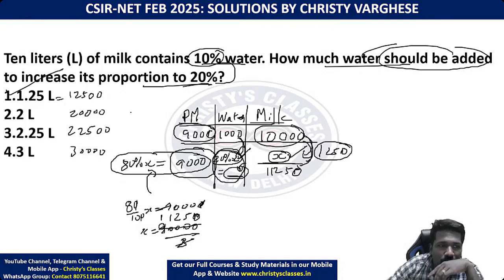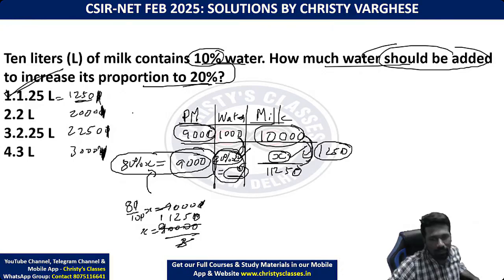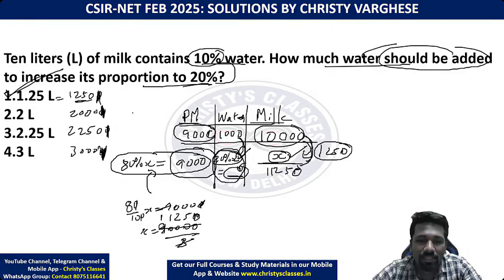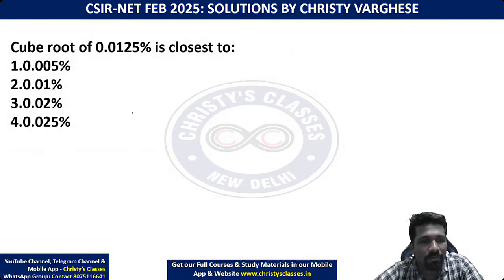All of you? Yeah, I have added an extra zero. Sorry. This is 1250, 2000, 2250, 3000, not 30,000. So it will be 1250, that is 1.25 liters. Is it clear to everyone? The detailed discussion we will do in the mixtures and alligation chapter. This was a question that some people told me was difficult for them, so we'll discuss this.